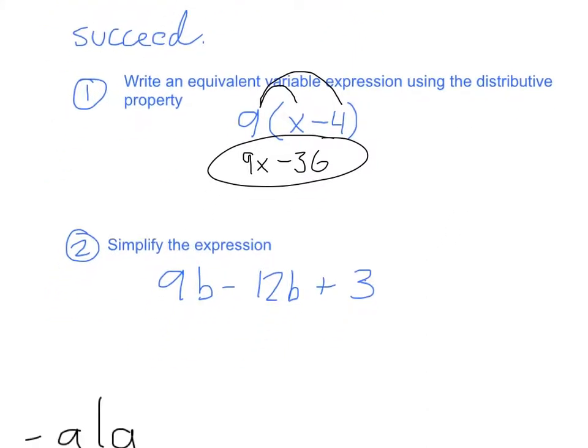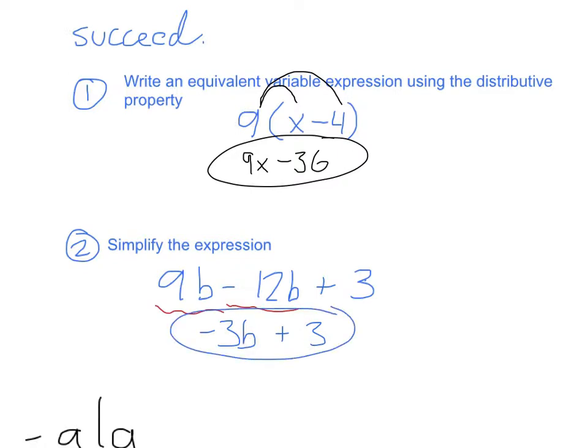Down here, I hope you saw like terms with 9b and negative 12b. Remember, that sign belongs to the 12, so it's a 9b and a negative 12b. And so 9 minus 12 would give you negative 3, and we're talking about b's. And then we're adding this 3, haven't touched it, and I can't simplify any further because 3 and negative 3b are not like terms.